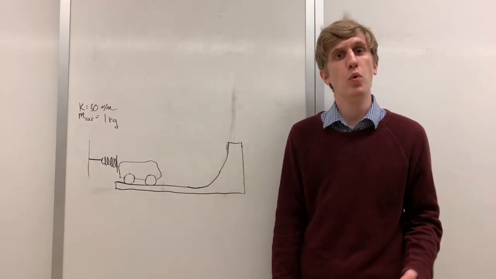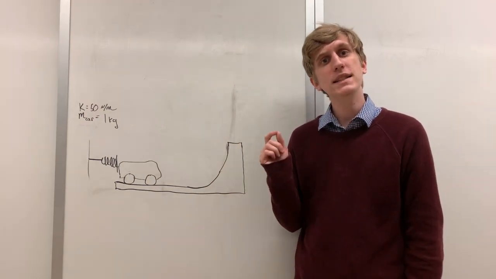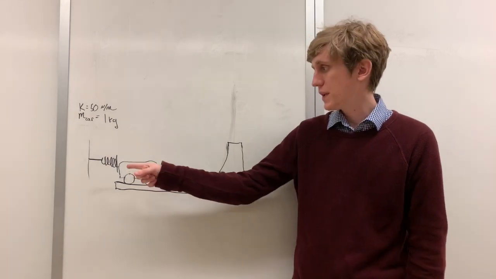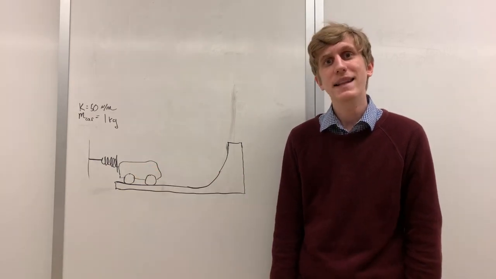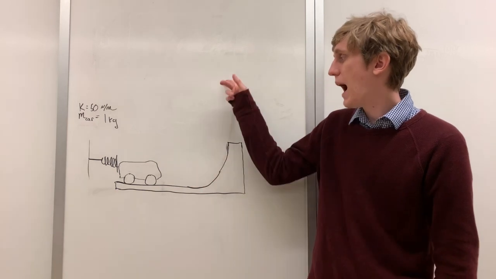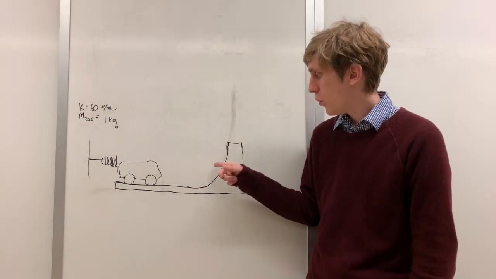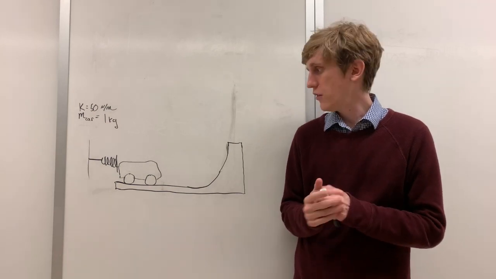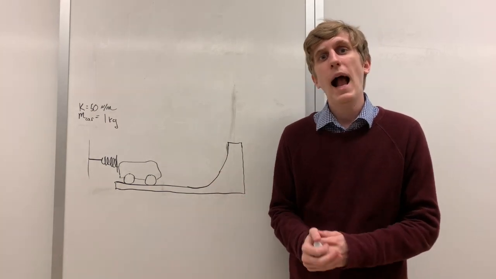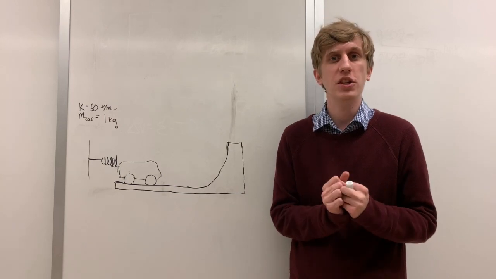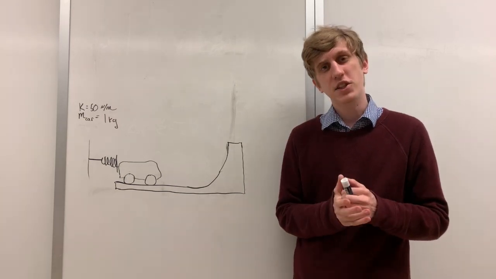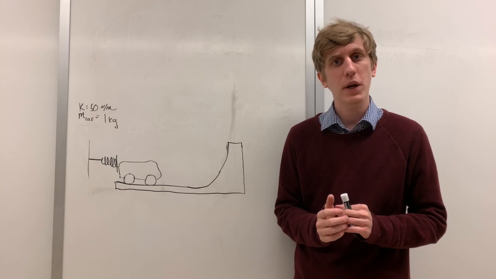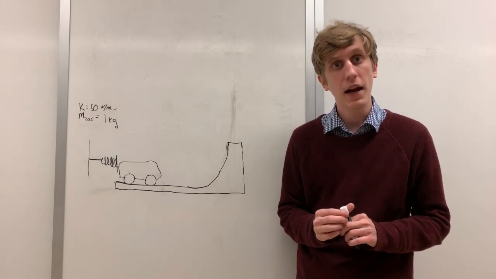Let's ask two questions. First, what is the speed of the car when it is released by the spring? And second, what is the maximum height that the car reaches when it travels up off the ramp? We can use energy interaction diagrams to describe both of these. However, there is an important distinction that we have to make. That distinction is the interval over which we're thinking about the energy interaction diagram.